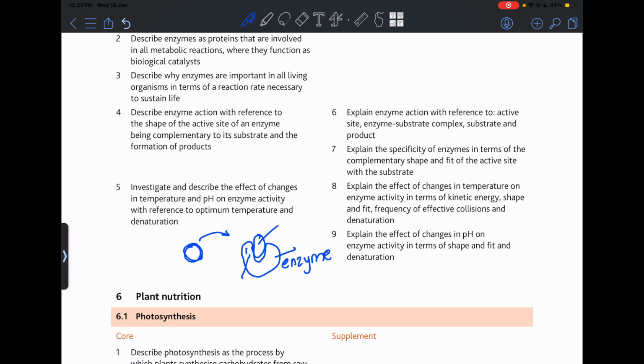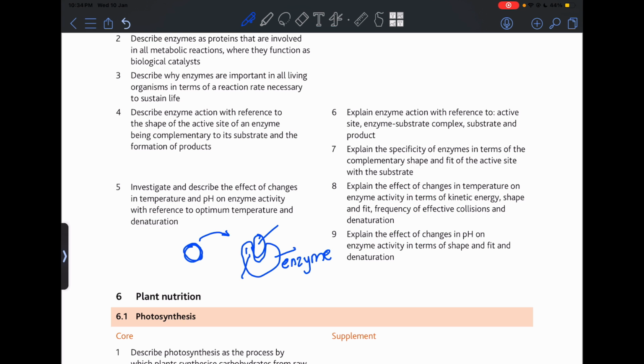Investigate and describe the effect of changes in temperature and pH on enzyme activity with reference to optimum temperature and denaturation. So you have to know that an enzyme is affected by things such as temperature. If there are extremely high temperatures, the enzymes will not work well and they will slow down the reaction rates, and this is a big problem. And also the pH. For example, some enzymes will only work at, let's say, pH 7. If the pH is decreased or increased, the enzyme will not work as it should. Optimum temperature is that perfect temperature where the enzyme can work.